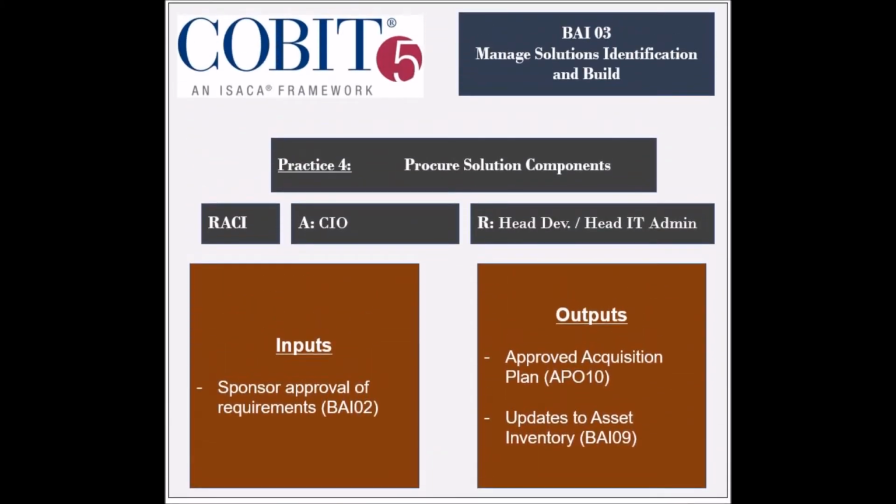The fourth practice is to procure solution components. The entities responsible for this practice include the business process owners, the head of IT development, and the head of IT administration. The entity held accountable is the Chief Information Officer. The practice receives one input, which is the approval of requirements from the BAI02 process, and it generates two outputs, which are the approved acquisition plan to be used by the BAI10 process, and the updates to asset inventory to be used by the BAI9 process.